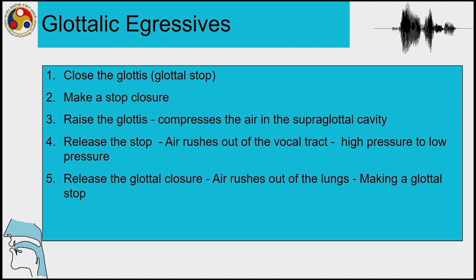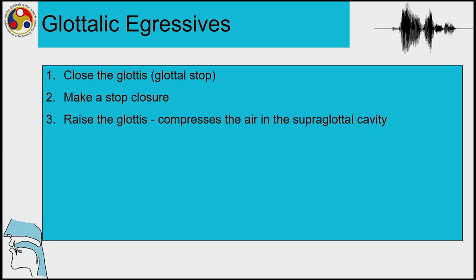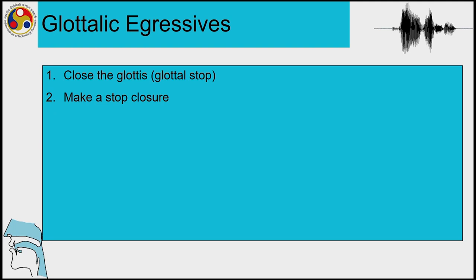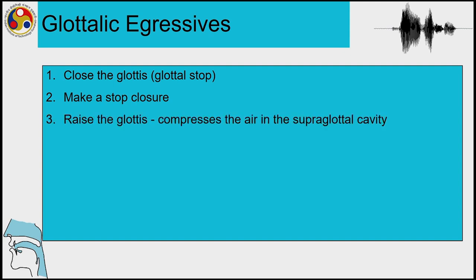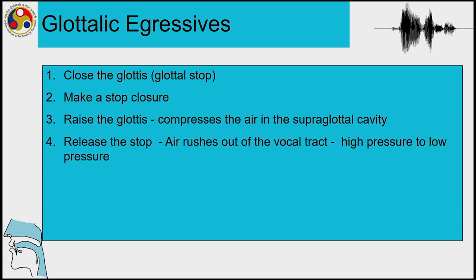So, how does that happen? The glottis is closed. A stop closure is made. So first the glottis is closed, and then there's a stop closure, and the glottis is raised, as a result of which the air is compressed in the supraglottal cavity, and then this is released as is usual for all stops. There's complete closure and release.